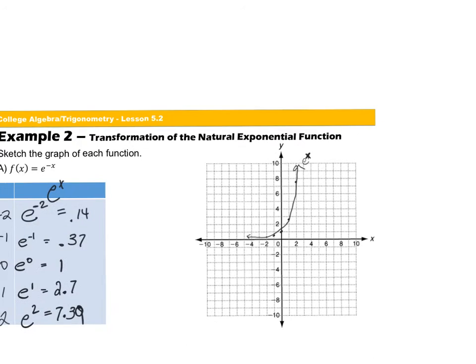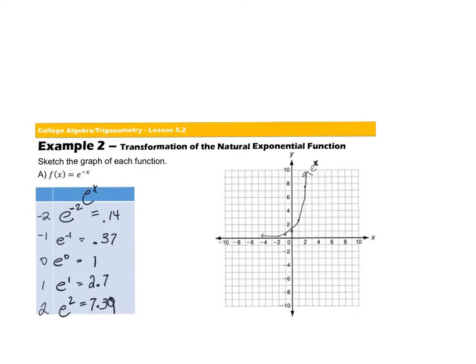The y-axis, right? 0. All right, so now we're going to evaluate the function that they gave us. I just wanted you guys to compare. E to the negative x. So when I plug in -2, I have e to the negative -2, which is what? Positive 2. So what is that? 7.39. All right, so now at -1, I have e to the negative -1 is 2.7.